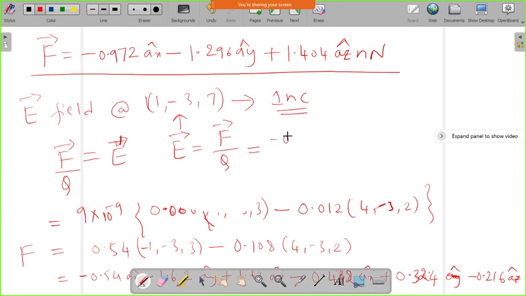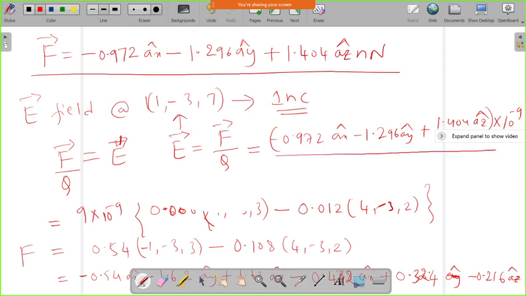We have the force, which is minus 0.972 AX minus 1.296 AY plus 1.404 AZ, divided by 1 nanocoulomb. This force is in nanonewtons, 10 power minus 9, divided by 1 into 10 power minus 9 for the charge, so the 10 power minus 9 factors cancel each other.